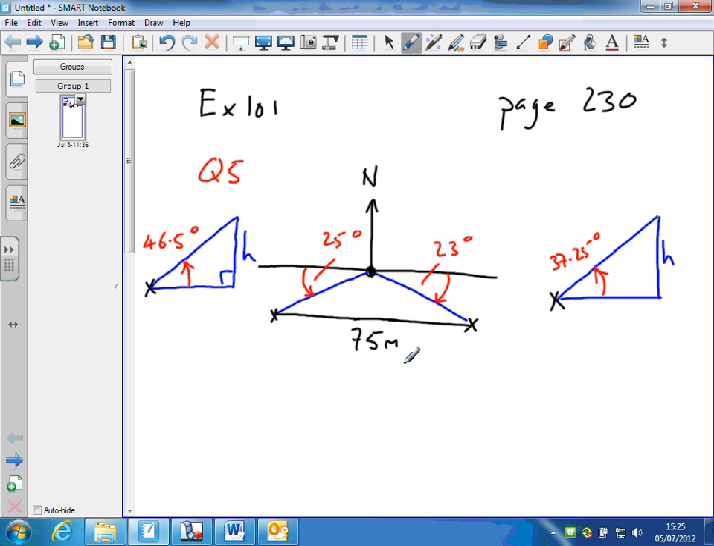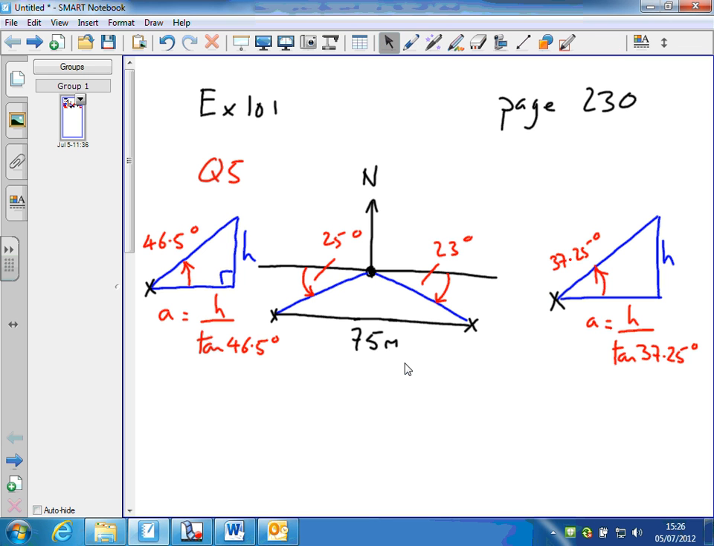So this side, tangent is opposite over adjacent, and this is the adjacent side, so the adjacent is going to equal h over the tangent of 46.5 degrees. Equally, here, this side, the adjacent is going to equal h over the tangent of 37.25 degrees.